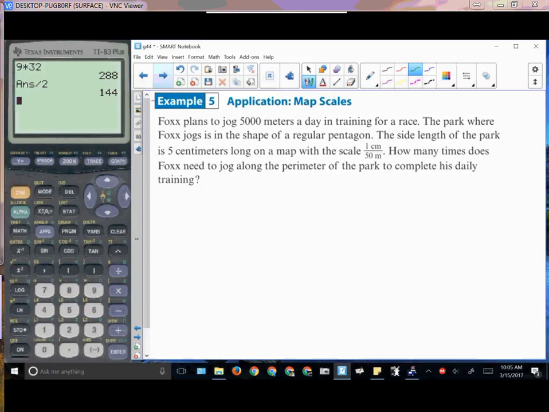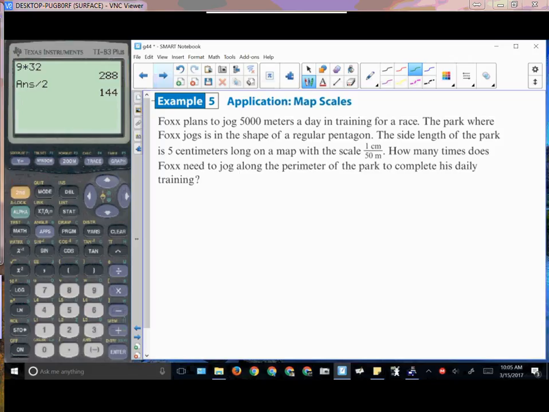The problem is if you're actually using Google Maps, sometimes they give you the scale. They tell you how much is on the image that you get compared to how many miles in reality that is. So if it says Fox plans to jog 5,000 meters a day in training for a race, the park where Fox jogs is in the shape of a regular pentagon. The side length of the park is 5 centimeters long on a map with a scale of 1 centimeter to 50 meters. How many times does Fox need to jog along the perimeter of the park to complete his daily routine? Okay, so here we go.